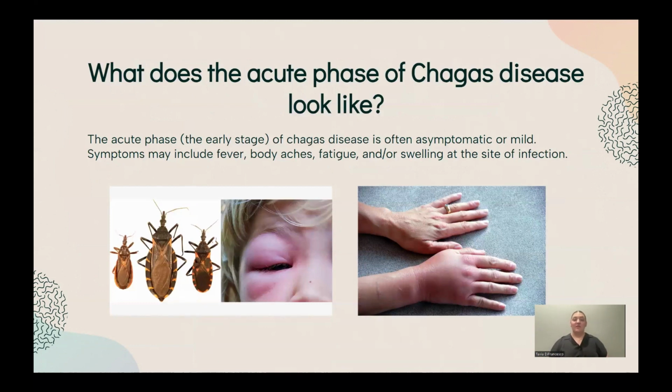The acute phase or the early phase of Chagas disease is most commonly asymptomatic or mild. The most common signs and symptoms include things like fever, body aches, fatigue, and or swelling at the site of the infection.